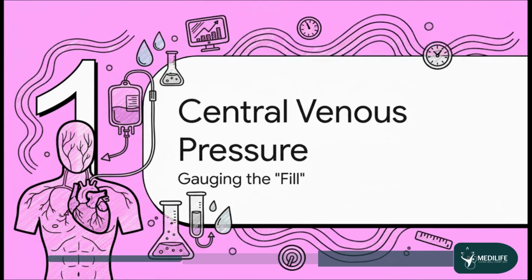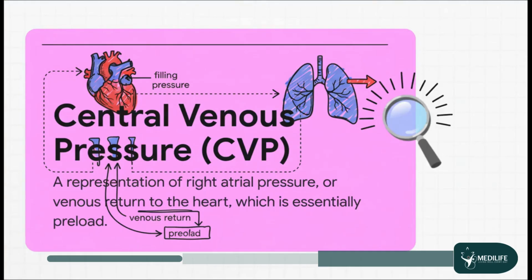Okay, first up is CVP. This is one of the most common measurements you'll see, and it's really all about a simple question. How full is the tank? It's our first clue about the body's fluid volume. So, what is it really? CVP is just the pressure inside the right atrium. You can think of it as the filling pressure for the right side of the heart. It tells us how much blood is returning to the heart right before it gets pumped out to the lungs. In medical terms, we call this preload.